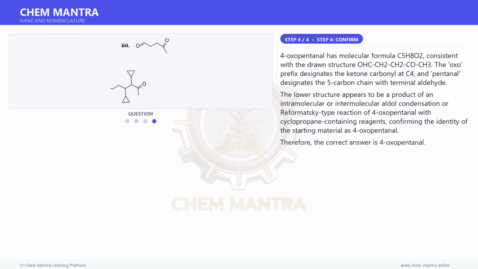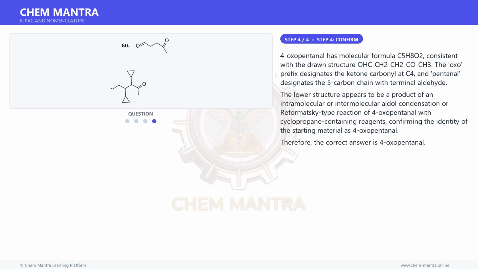And for the final step, 4-oxopentanol has molecular formula C5H8O2, consistent with the drawn structure OHC, CH2, CH2, C=O, CH3. The oxo prefix designates the ketone carbonyl at C4 and pentanol designates the 5-carbon chain with terminal aldehyde.